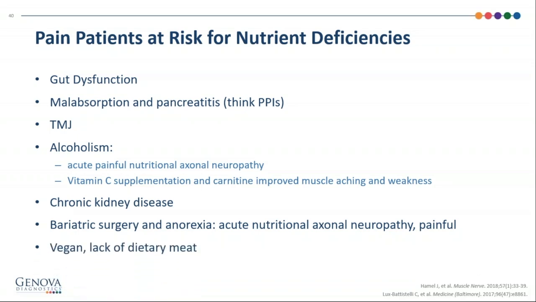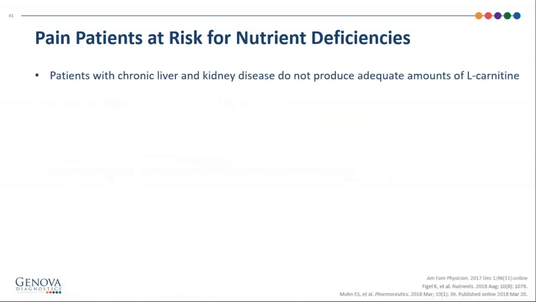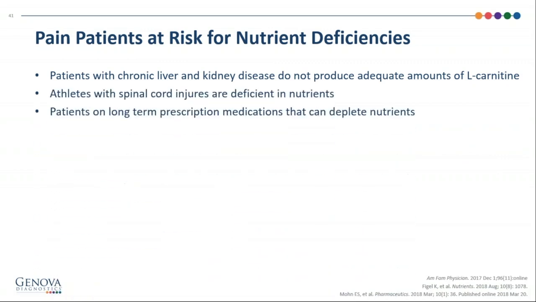And then patients that are anorexic or have orthorexia, where they start to deplete large food groups from their diet, are going to have nutrient deficiencies. It's going to set them up for chronic pain. We talked again about chronic liver and kidney disease, which don't produce enough L-carnitine. Athletes with spinal cord injuries, this second article is a fantastic article on that, looking at all the deficiencies found in spinal cord injury patients, and they already suffer from pain, so you could actually make an impact on them. And think about medications as engaging in nutrient thievery.